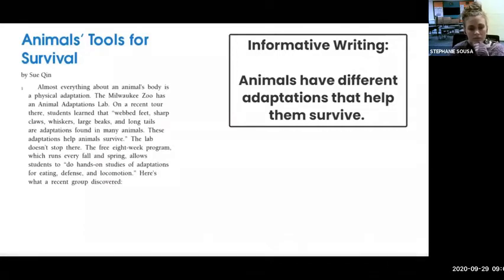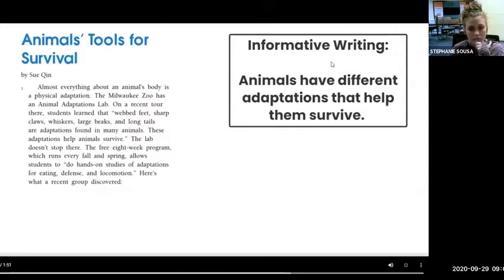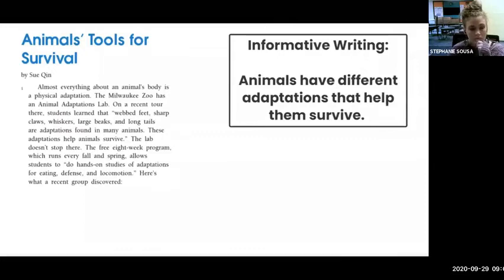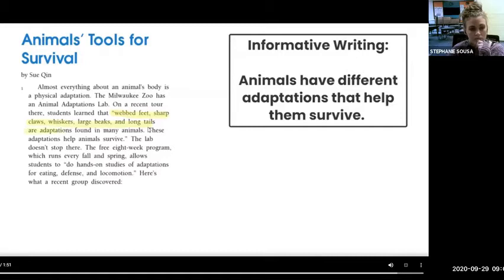Today you are going to read the rest of this text. Remember, we are focused on informative writing. Our topic is animals have different adaptations that help them survive. Remember our big question? How do living things survive in their environment? Well, you're going to be writing about this. Today, you are going to look at the text. You're going to use the highlight tool to find evidence in the text about adaptations that animals have that help them survive.